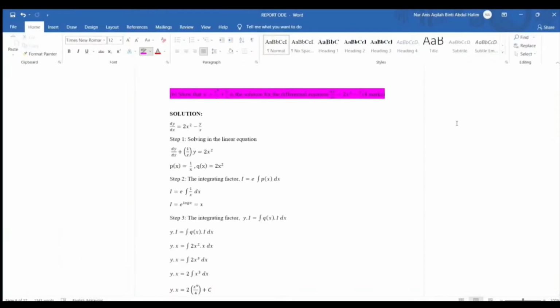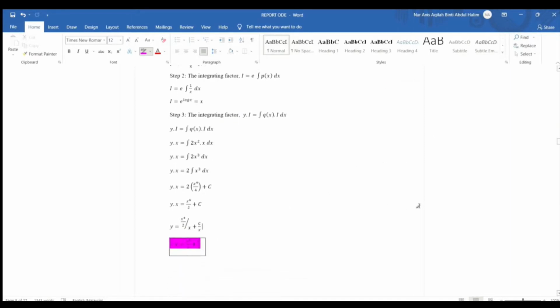For question 1b, show that y equals x to the power of 3 divided by 2 plus c divided by x is the solution for the differential equation dy over dx equals 2x squared minus y over x. For the manual calculation, we get the answer y equals x to the power of 3 divided by 2 plus c over x.